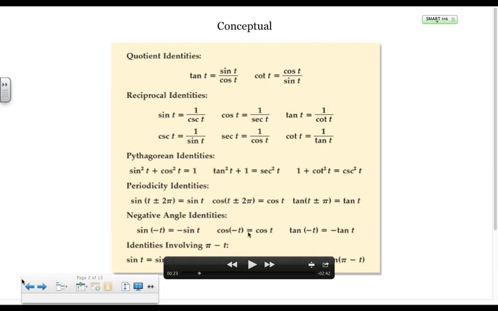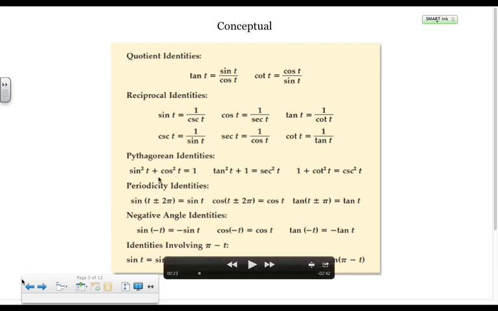The rest of these are not as important. We won't use these as often. If you have them, though, just on the back burner if you need them for other things. The even-odd identities work quite easily because if we have sine of negative t, it's the same thing as negative sine t. Cosine of negative t is the same thing as cosine t. That's convenient. And then tangent of negative t is the same thing as negative tangent of t.